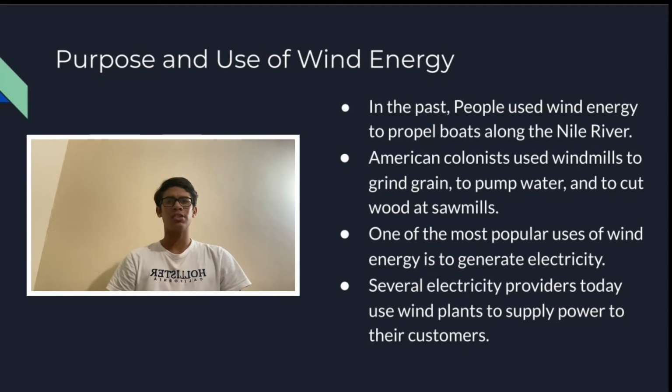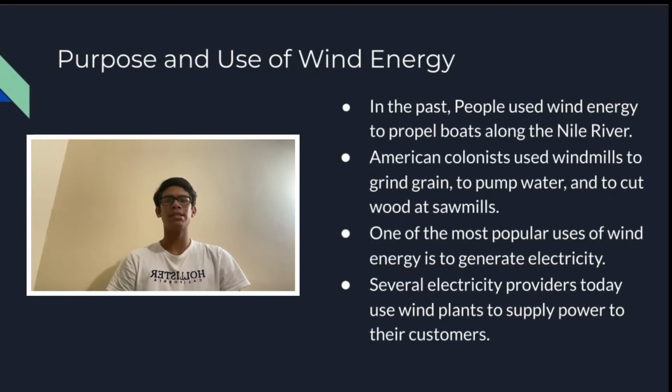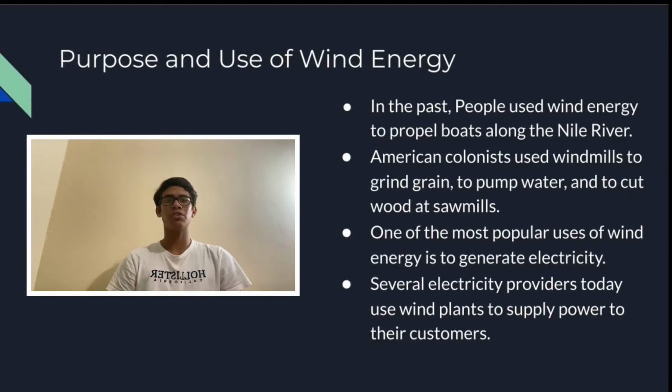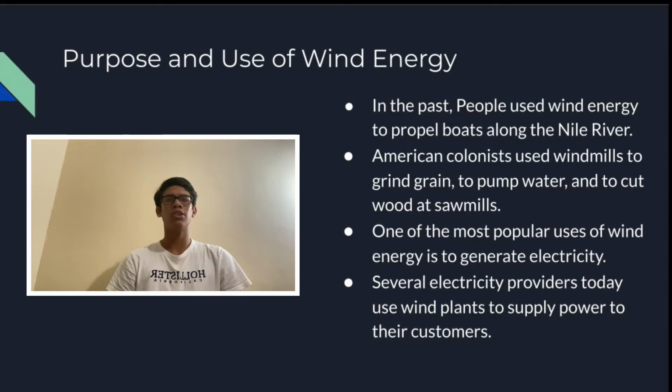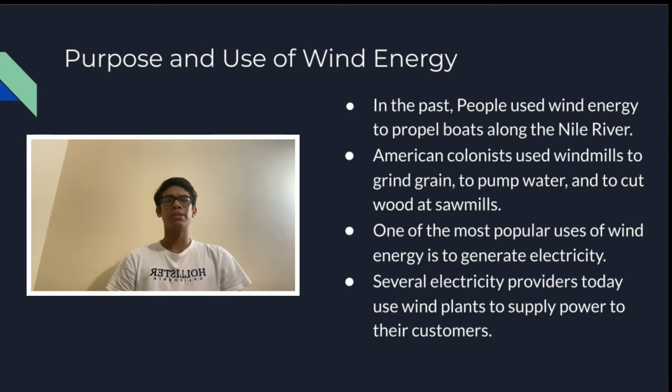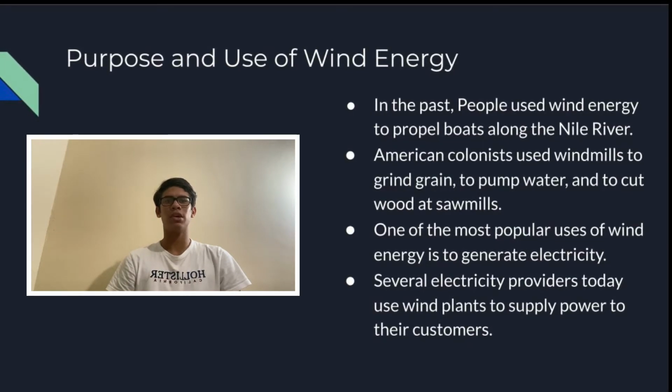By the 11th century, people in the Middle East were using wind pumps and windmills extensively for food. The Dutch developed large wind pumps to drain lakes and marshes in the Rhine River Delta. American colonists used windmills to grind grain, to pump water, and to cut wood at sawmills. Homesteaders and ranchers installed thousands of wind pumps as they settled the western United States.